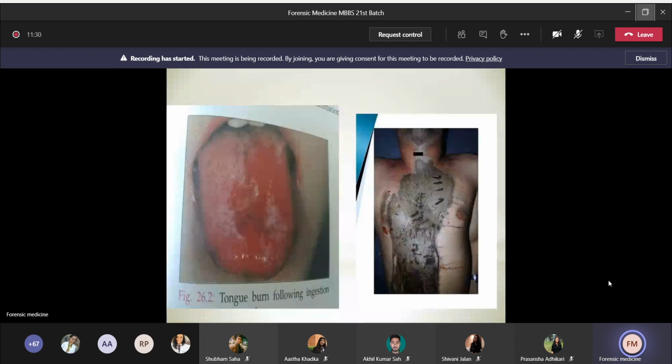Here the appearance of the tongue, there's inflammation, redness you can see, and then white coating. Okay, chest you can see the blackish and brown color. So these are the changes you will see in case of sulfuric acid poisoning.